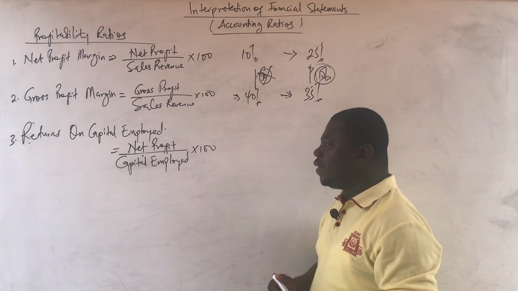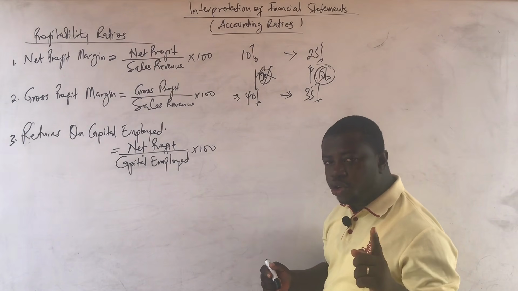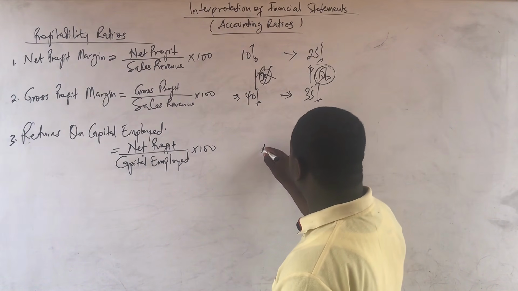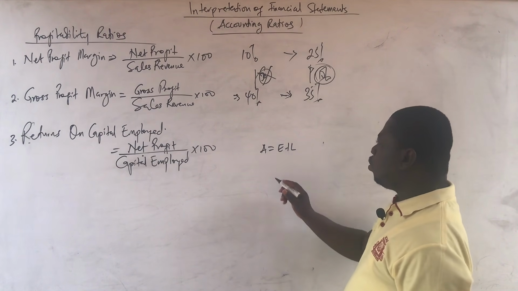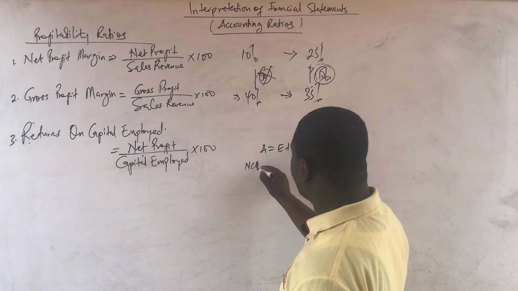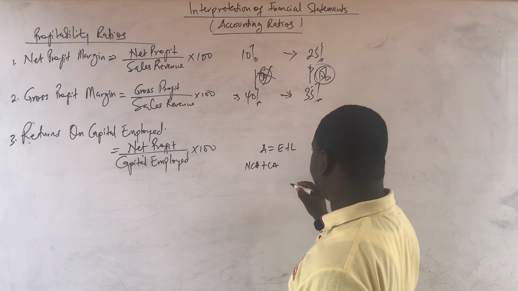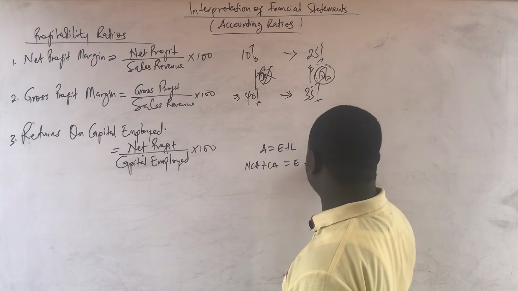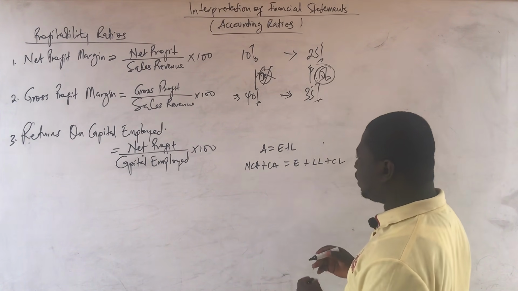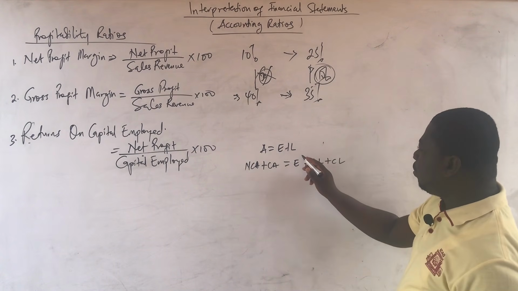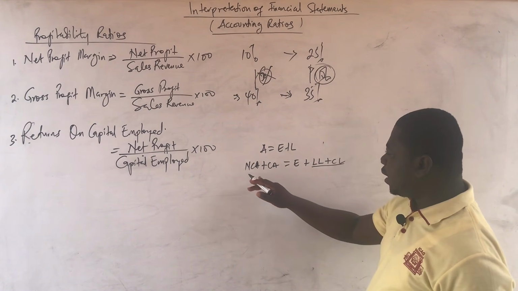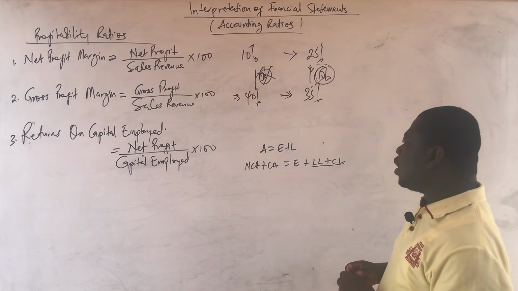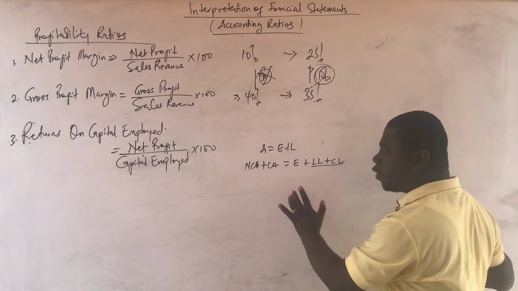And take note, this is how to get a capital employed. I'm going to use the accounting equation. We know that the asset equals to equity plus liability. Now, we can expand the asset to be non-current asset plus current asset equals to equity plus long-term liability and current liability. So I have split the liability into two main liabilities that we have, and then the asset has also been split into two.